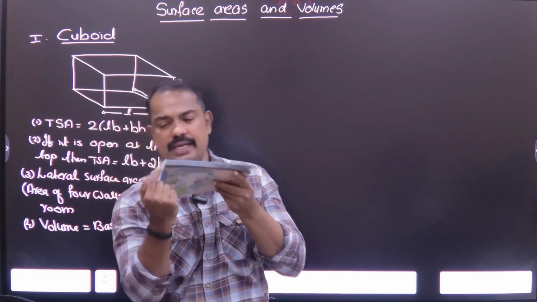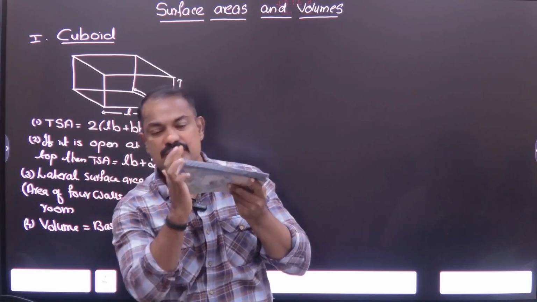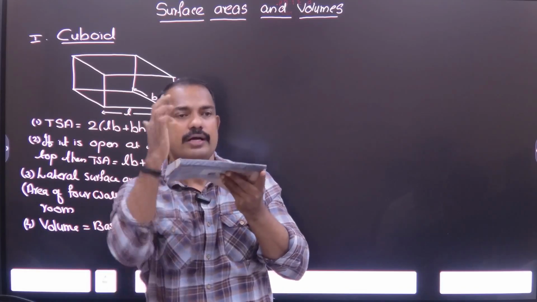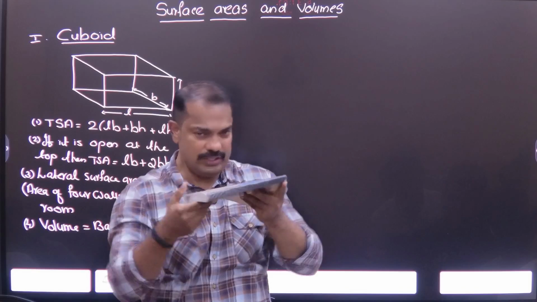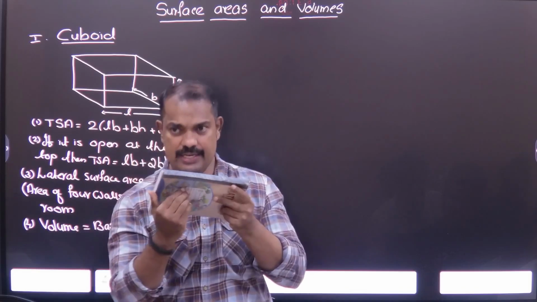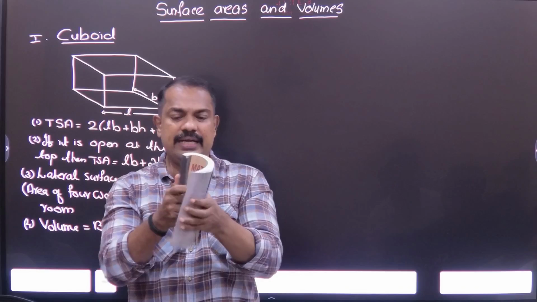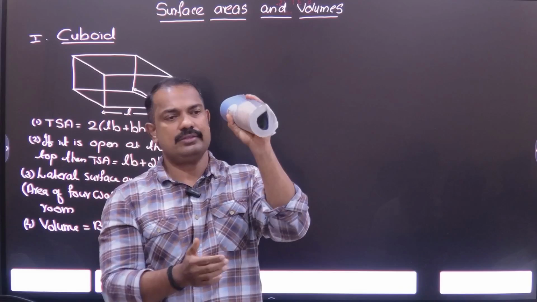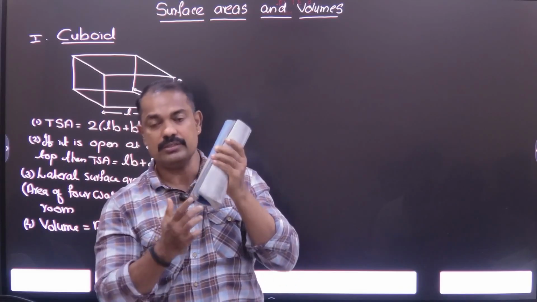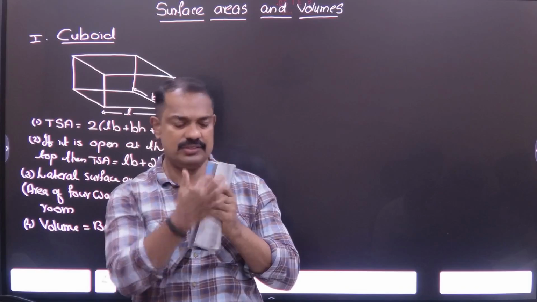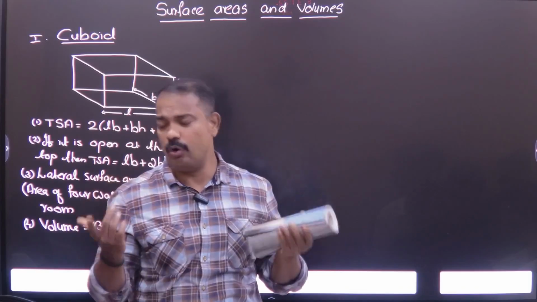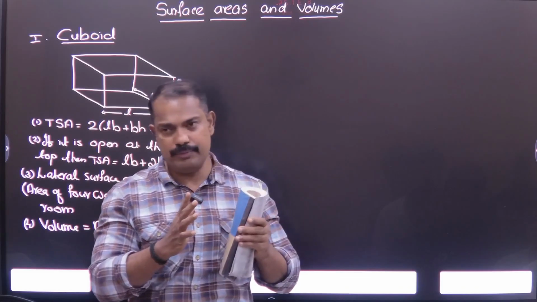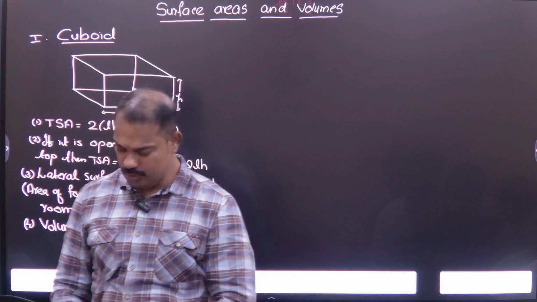What is the area of the rectangle? L into B. What is its height? What is the volume? L into B into H. Base area into height. Suppose a cylinder. In the case of a cylinder, what is the shape of the base? Circle. What is the area of the circle? Pi r square. Height is H. What is the volume of the cylinder? Pi r square H. General formula to find the volume is base area into height.